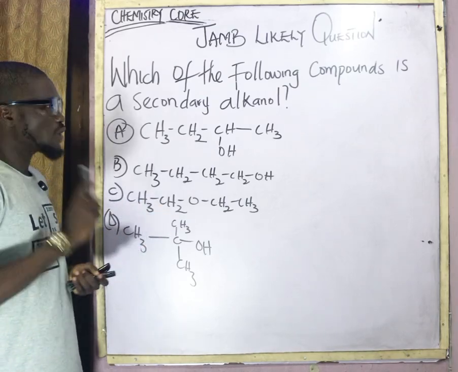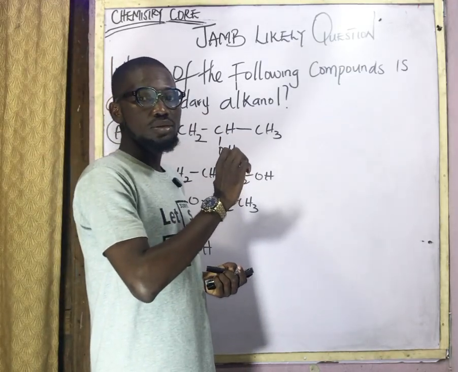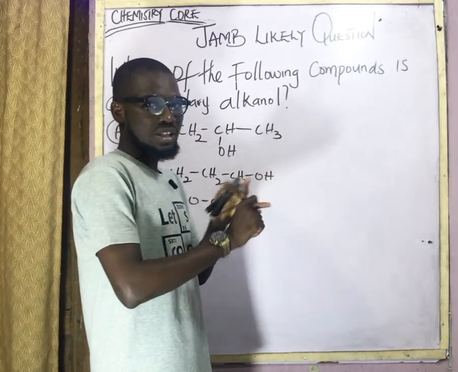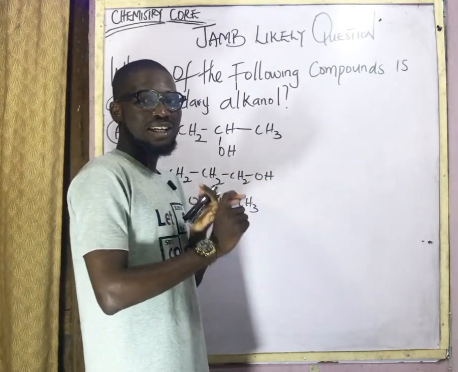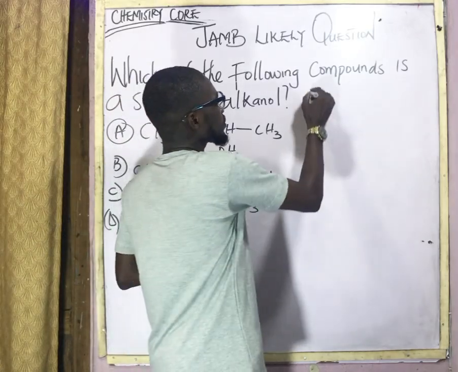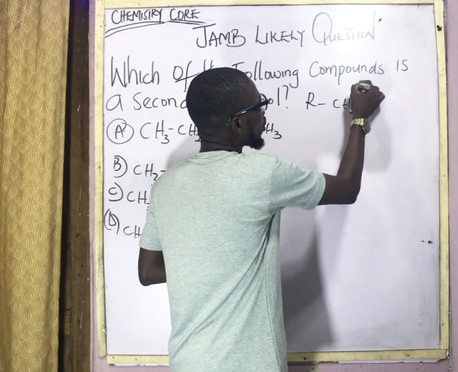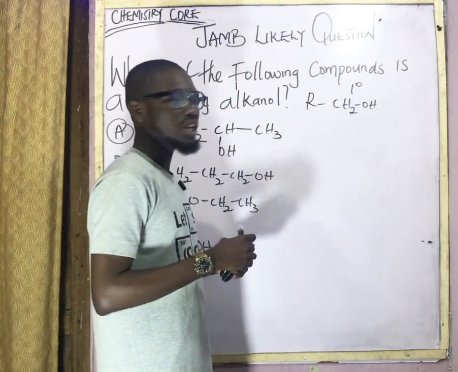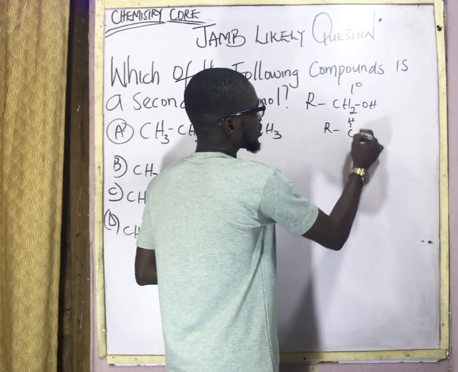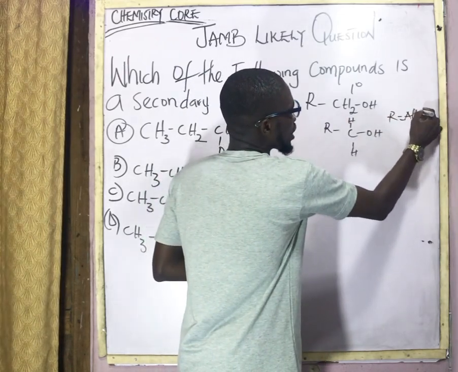So the first thing you need to know is that you need to be able to identify the primary alcohol, the secondary alcohol, and the tertiary alcohol. In that case, the illustration to identify a primary alcohol is this. That is your R, C, H, O, H. The R here represents an alkyl group.